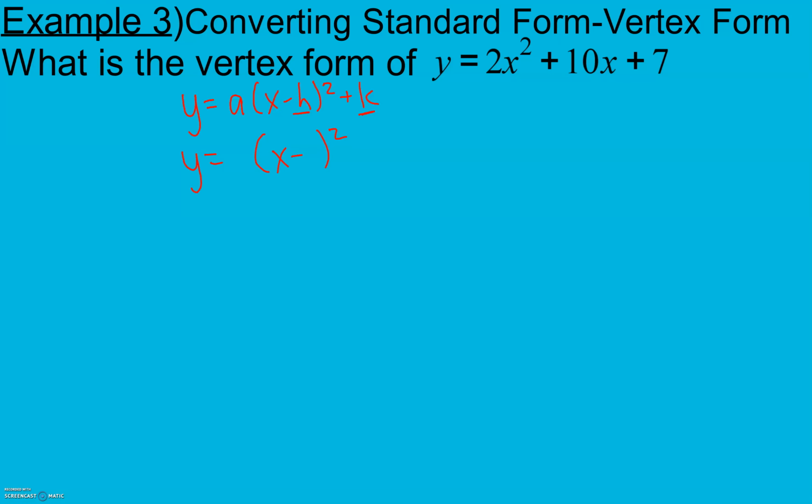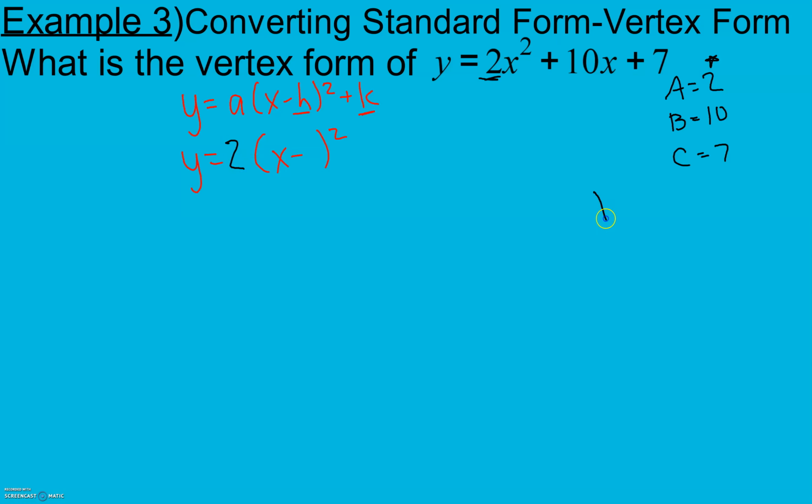Now, we need to know what our vertex is to put it in vertex form. So a is going to be 2, b is going to be 10, and c is going to be 7. Our a value we know right away. That's the same whether we're in standard form or vertex form. a is 2, so I can substitute that in for a right away.